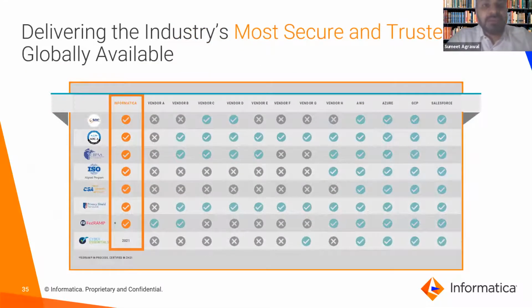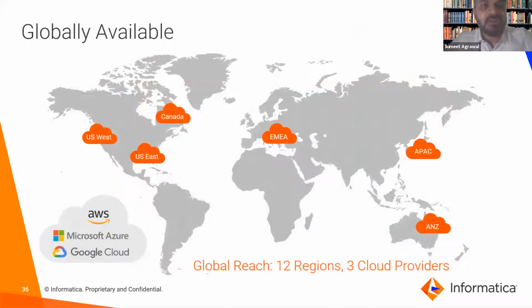And then we are globally available as well as secure. So we check all the boxes in terms of security on IICS. That means IICS is not just functionally complete, but we also are secure and trusted and globally available. So we have all kinds of compliance checked, whether it's SOC 2 or HIPAA, FedRAMP, all of that is already checked for IICS. And we are globally available.